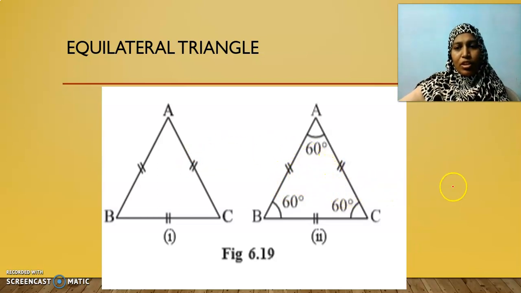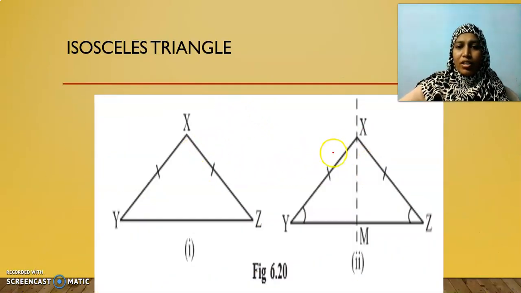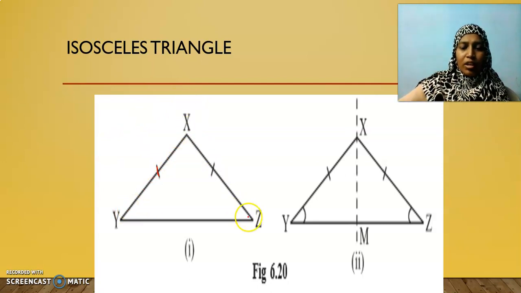Now, what is another special type of triangle we have? Yes, we have isosceles triangle. This isosceles triangle has two sides equal. See, this XY and XZ are equal. It means that the two angles contained between those equal sides and the opposite side, these two angles are called as base angles.